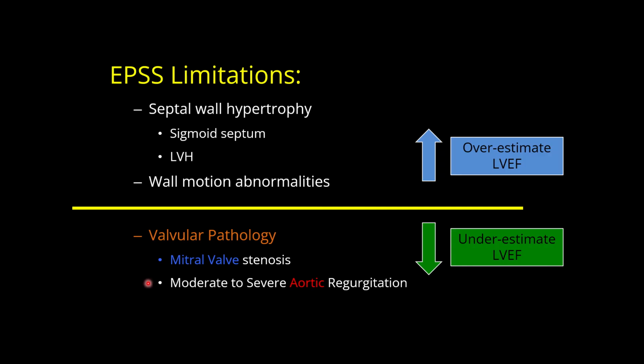And finally, if you have moderate to severe aortic regurgitation, you're going to have a diastolic regurgitant jet coming from the aorta, and it's going to push down the anterior leaflet of the mitral valve, which is going to lower your ejection fraction.